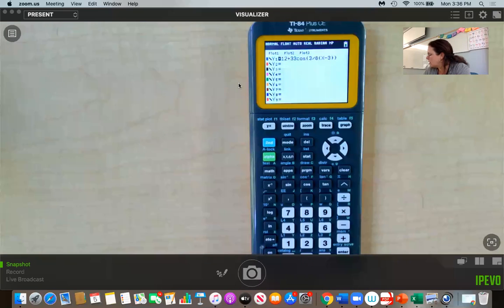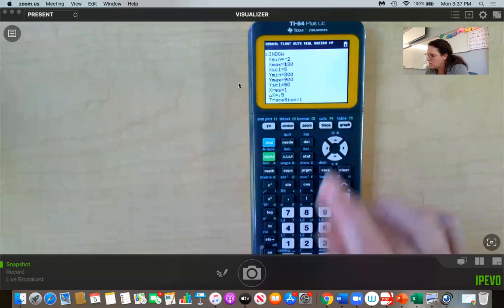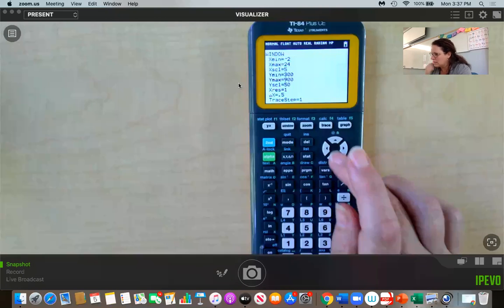And then I want to set my window up the same as the window that's on my paper. So I'm going to go to my window and choose my x minimum to be -2. You can see the highest x coordinate on my paper is 24, and the scale that I'm using there is 2. So I'm going to keep that consistent.